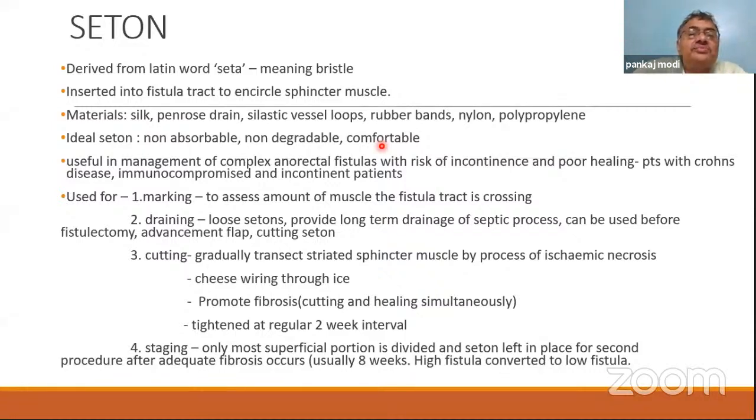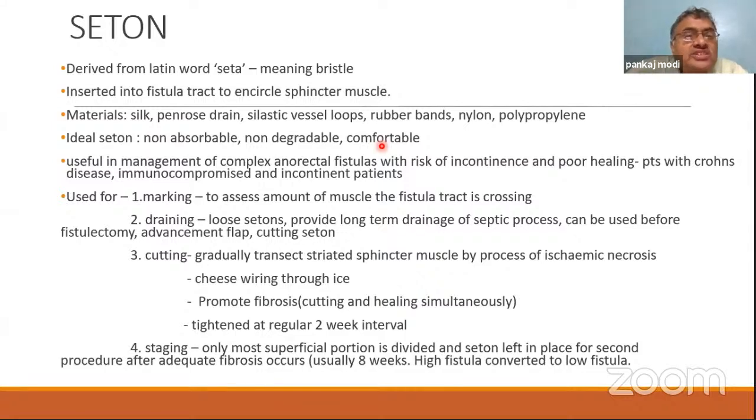Second reason is that the cutting seton we apply very snugly. The draining seton is free. Usually nylon is commonly used because we don't need fibrosis from the draining seton. We need fibrosis and healing from the cutting seton. So we usually use silk for that, right? But chances are that silk may cut through. So you will never know whether the cutting seton has completely brought down the track or it has cut in between, and some part of the fistula track is persistent.